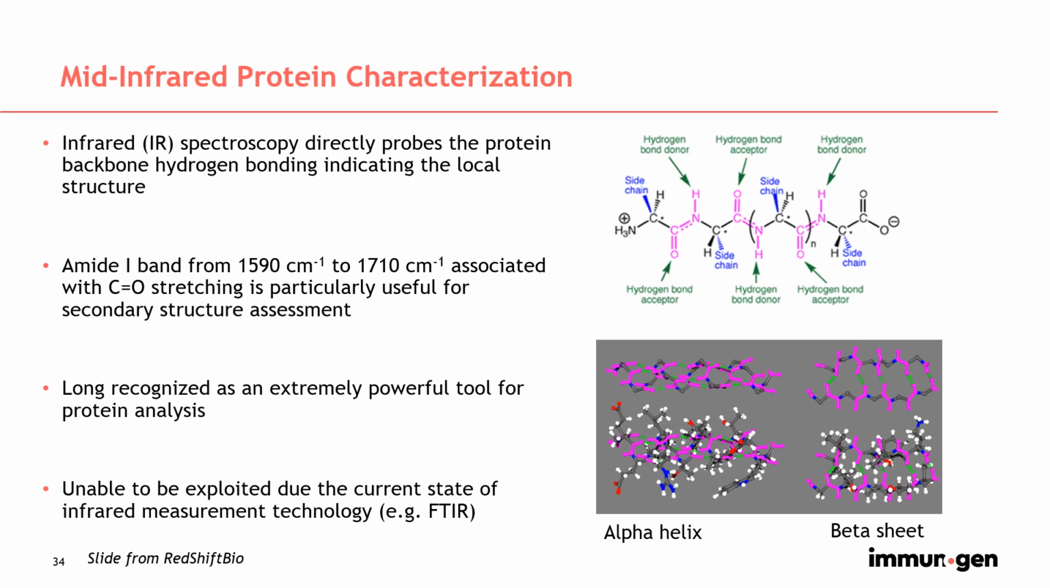Infrared spectroscopy directly probes the hydrogen bonding in the polypeptide backbone, indicating whether the local structure is folded as an alpha helix or a beta sheet because of the characteristic pattern of the hydrogen bonding associated with each of these structures. The amide-1 band from 1590 to 1710 wave numbers that is associated with the CO stretching in the polypeptide backbone is particularly useful for studying secondary structure of proteins.